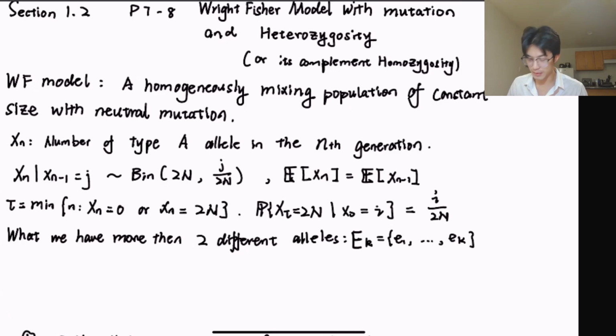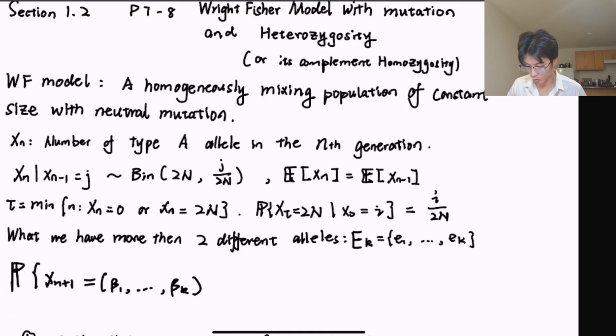And it is very easy. It is simply a multinomial sampling instead of a binomial sampling. So I'll just write down the probability distribution, and you can check for yourself. This is actually very simple. Beta_1 to beta_k corresponds to the number of each type of allele. This is alpha_1 to alpha_k.